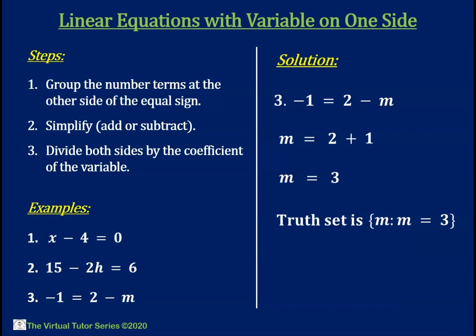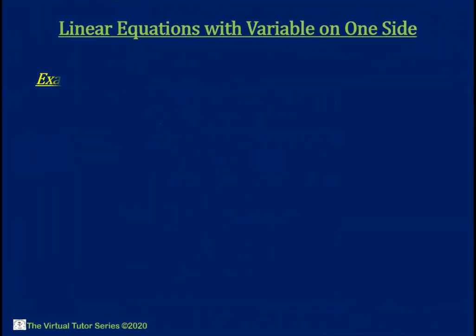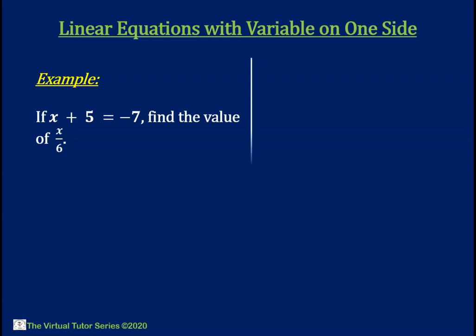Good job! Shall we try 2 more examples? The first question is, if x plus 5 is equal to -7, find the value of x over 6. And here is the solution.